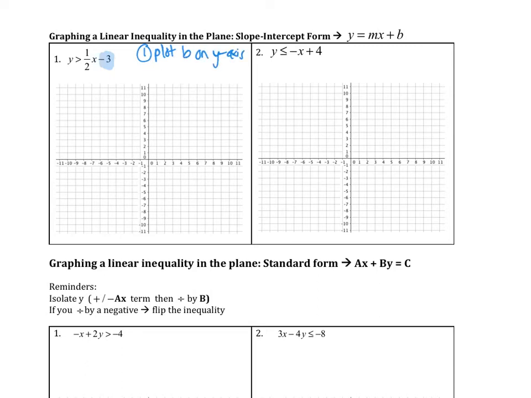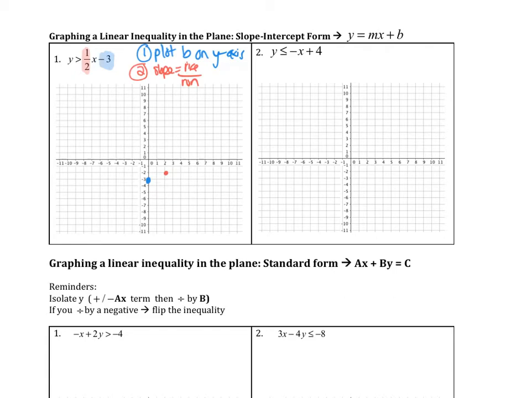In this first one, we have -3, so I'm going to plot a point right at -3 on my y-axis. Then your next step is to use your slope, knowing it means rise over run, to plot another point. So from my -3, since it's +1, I'm going to go up 1 and over 2 because it's 1/2. And then from there, I need to make my line.